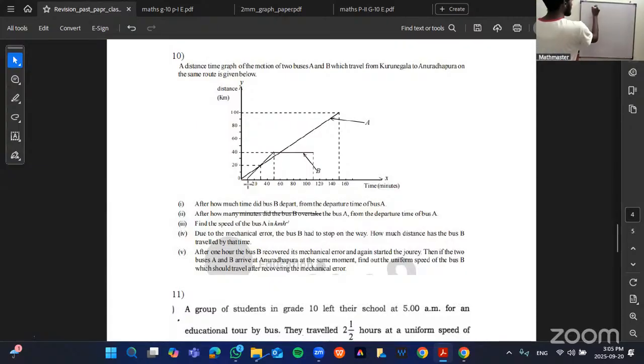So number 1: 10 minutes minus 0 minutes, that is 10 minutes is the answer. The answer should be after 10 minutes of the departure.